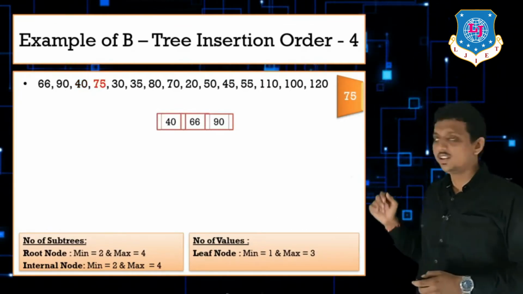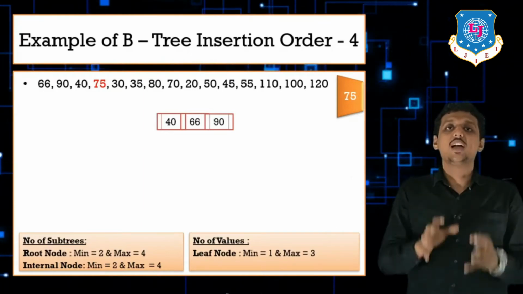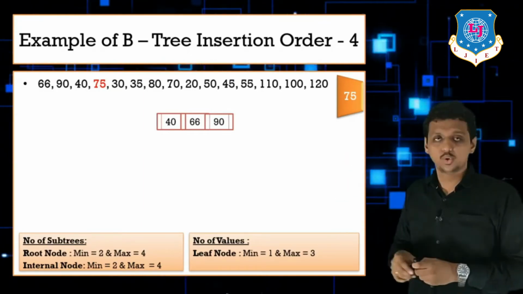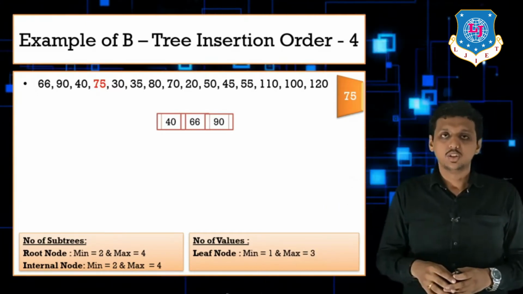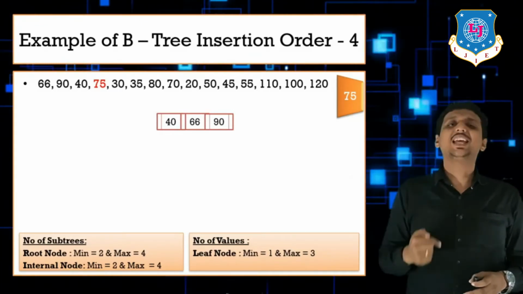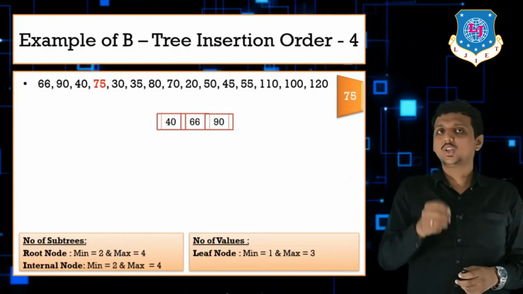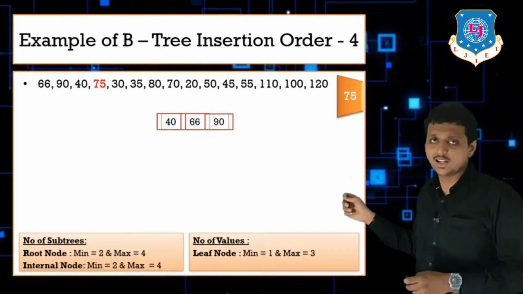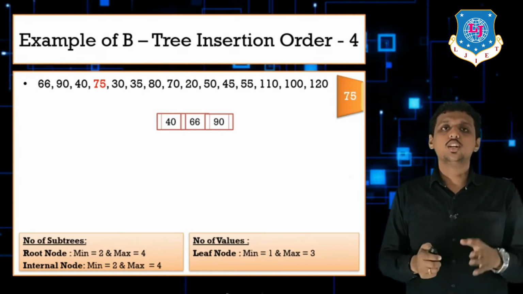Now, next we have 75 with us. Students, tell me, do you have any space in the first node? Yes or no? No. Why? Because the order is 4. So sir, we can insert maximum 3 values. Very good. So you can insert maximum 3 values and your node becomes full. So here your node is full.